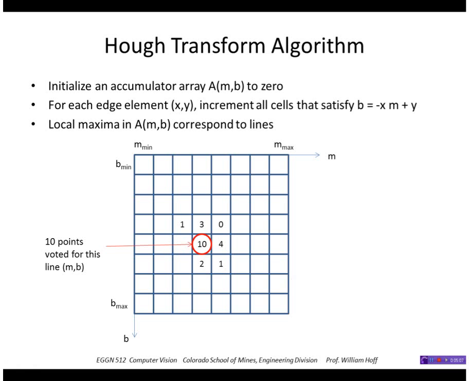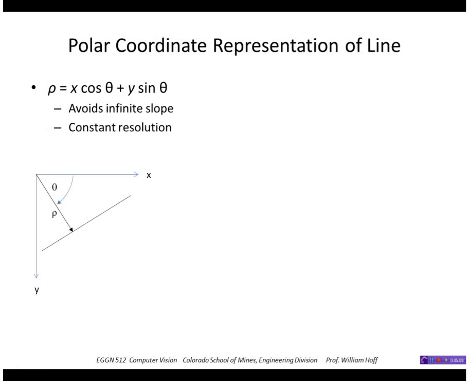A problem occurs, though, in that representation if you have vertical lines. In other words, you have an infinite slope. So m goes to infinity. To avoid that, we use this polar coordinate representation of a line.